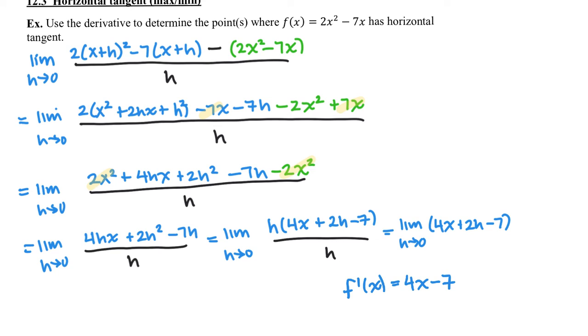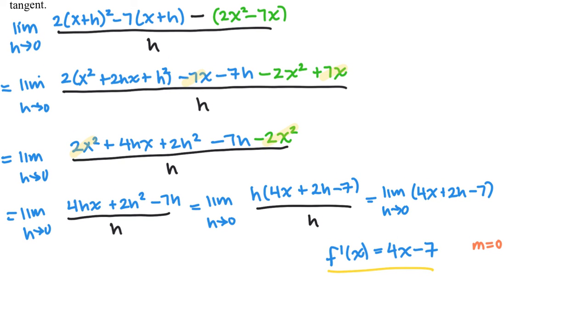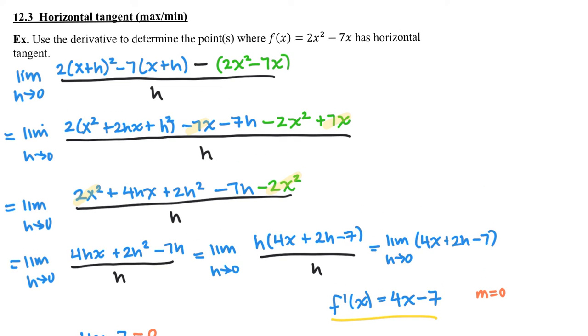Okay, so this is my derivative. I want to use this to determine the points at which f of x equals 2x squared minus 7x has a horizontal tangent. Now, if it has a horizontal tangent, that means that the slope is going to be 0. So I'm going to go ahead and set f prime of x equal to 0. So 4x minus 7 equals 0. Let me move it over here. So 4x is 7. So x equals 7/4 is where this function has a horizontal tangent.